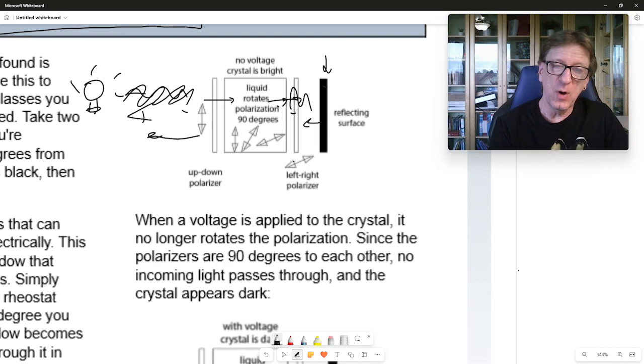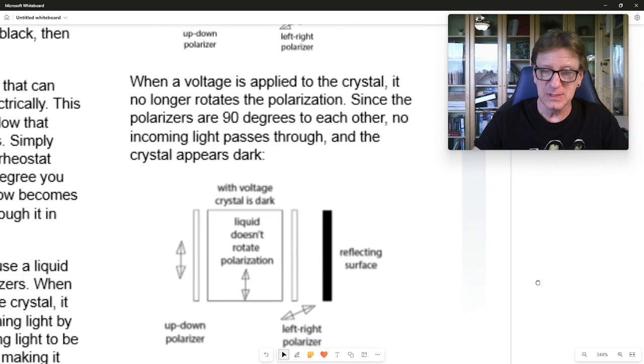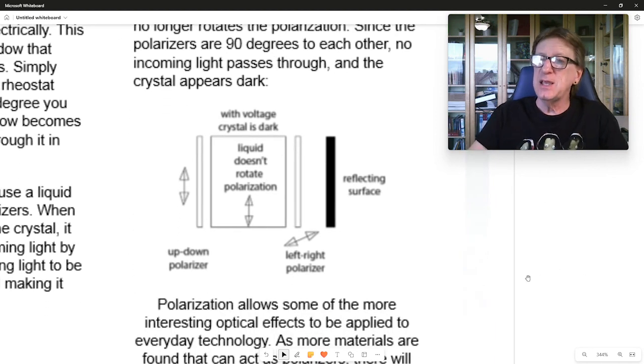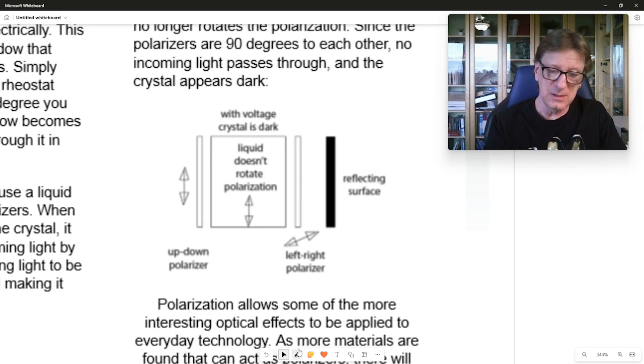So the only time that I'm going to get a dark pixel, and that's going to be down here, let's move our screen so we can see it, is if there is a voltage applied to it. If there is a voltage applied to the liquid, then the polarization doesn't rotate. So once again, I'm going to have my light source over here.